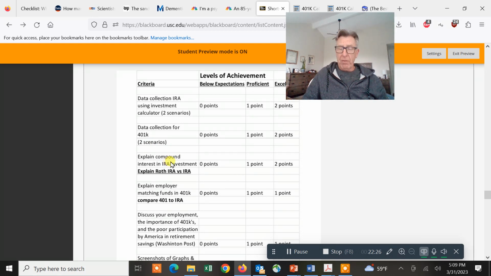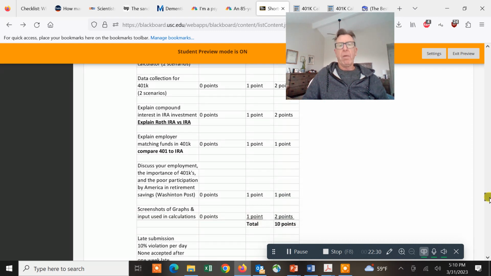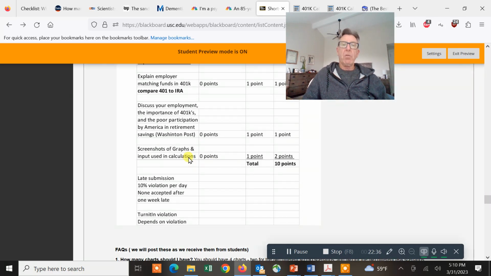You explain this difference. You think about right here how you stack up with a lot of people that don't have the opportunity to invest. Good screenshots, and boom. Okay, don't forget, if you're late, you get penalized.